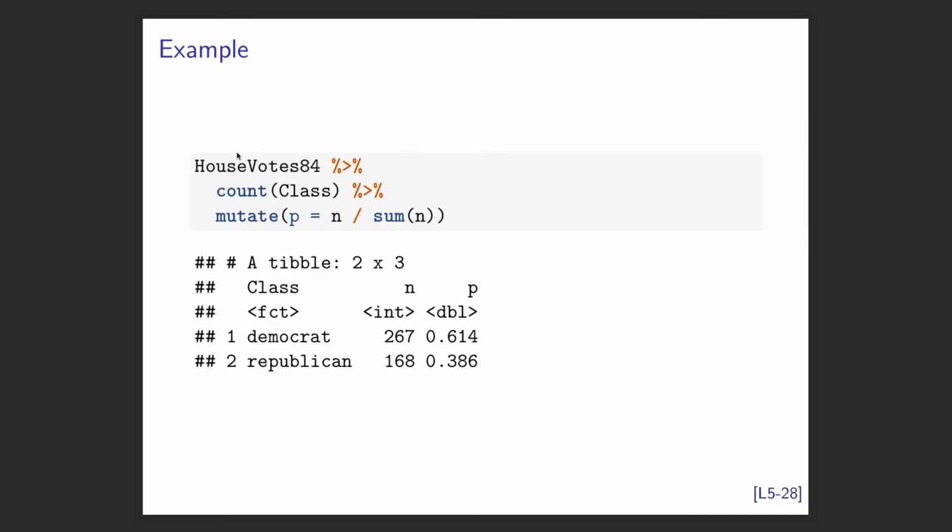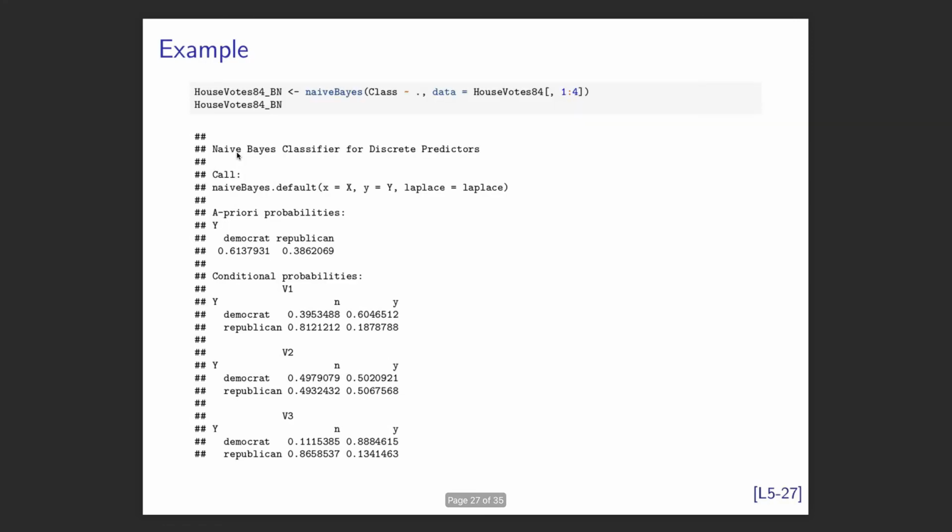What I've done here is I've taken House votes, I counted the class, and then I used mutate to say, what proportion of my data are Democrats and what proportion are Republicans? 0.61, 0.38. That's how it got its priors. It just counted what proportion of all my data in the training data set are Republicans and Democrats.